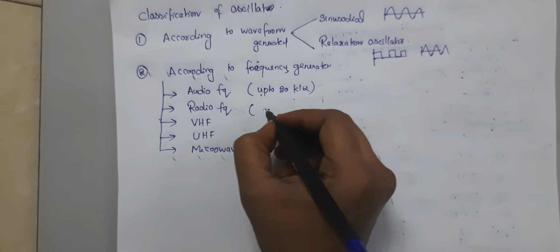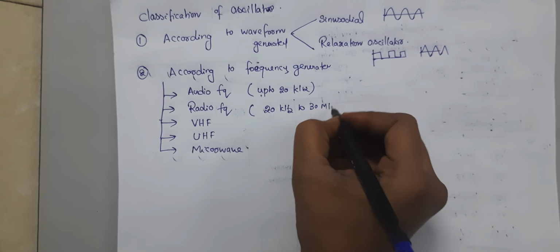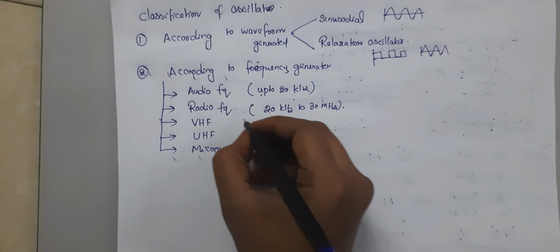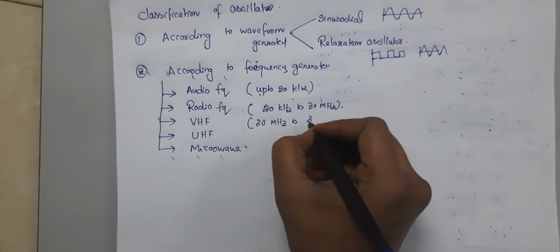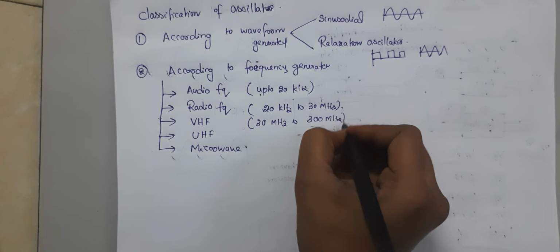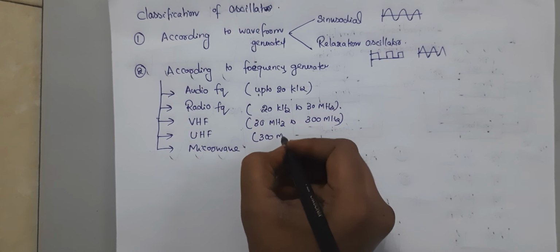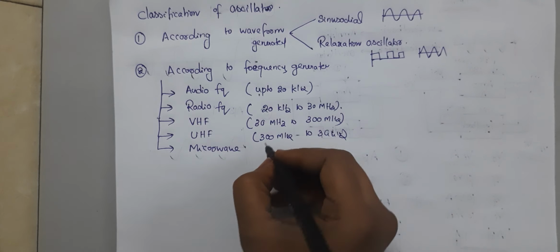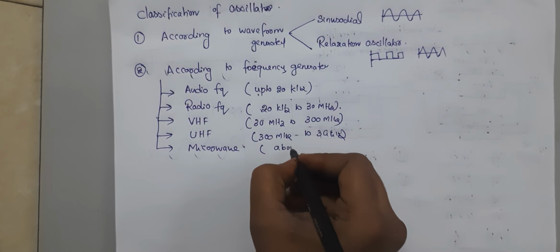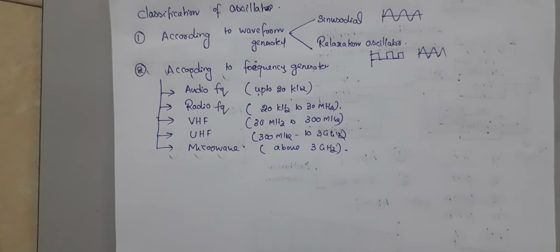Radio frequency is 20 kilohertz to 30 megahertz. The VHF range is 30 megahertz to 300 megahertz. The ultra high frequency oscillators range is 300 megahertz to 3 gigahertz. And microwave is above 3 gigahertz. So these are the oscillators classified according to the frequency generated.